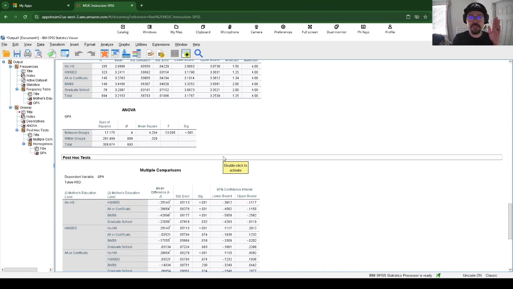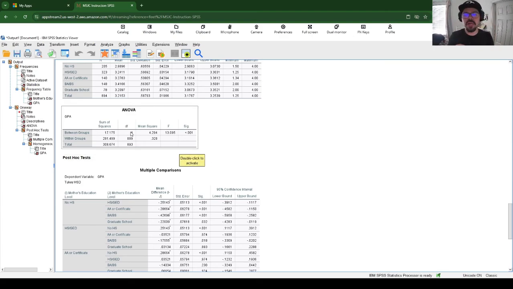So F, the capitalized and italicized F, you report exactly that way. And then you're going to do an open parentheses. That first number before the comma is your degrees of freedom between. So if we were reporting on these results, it would be 4, comma, space, and then within group, so that would be 889. You would close that parentheses, place an equal sign. The next value is your actual F statistic.